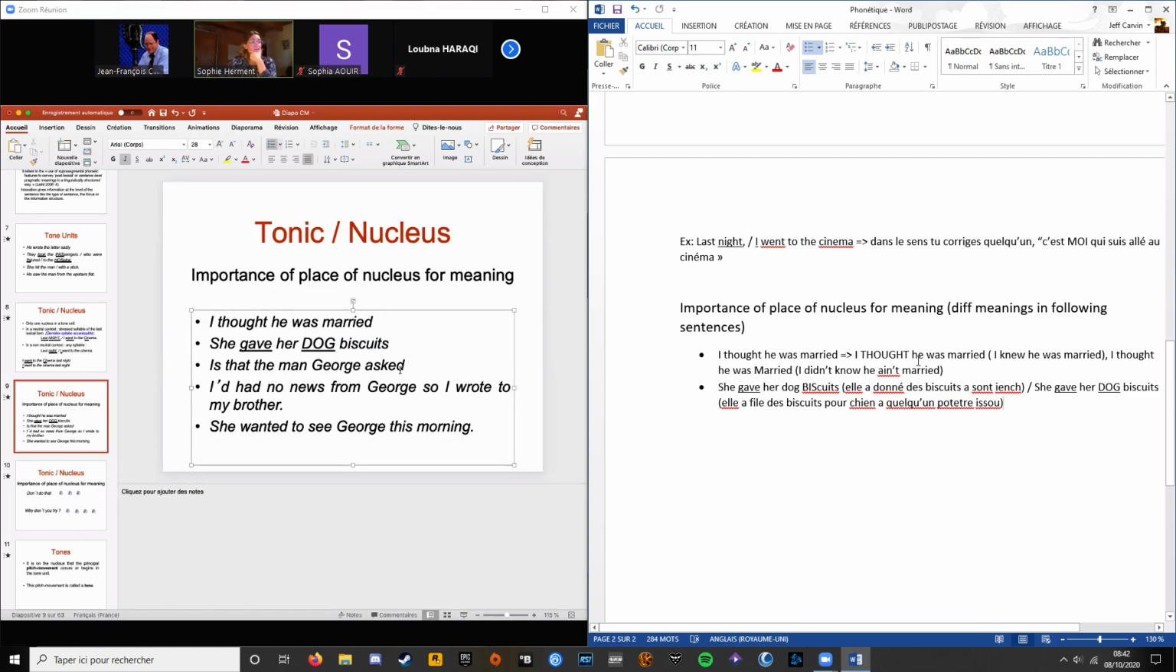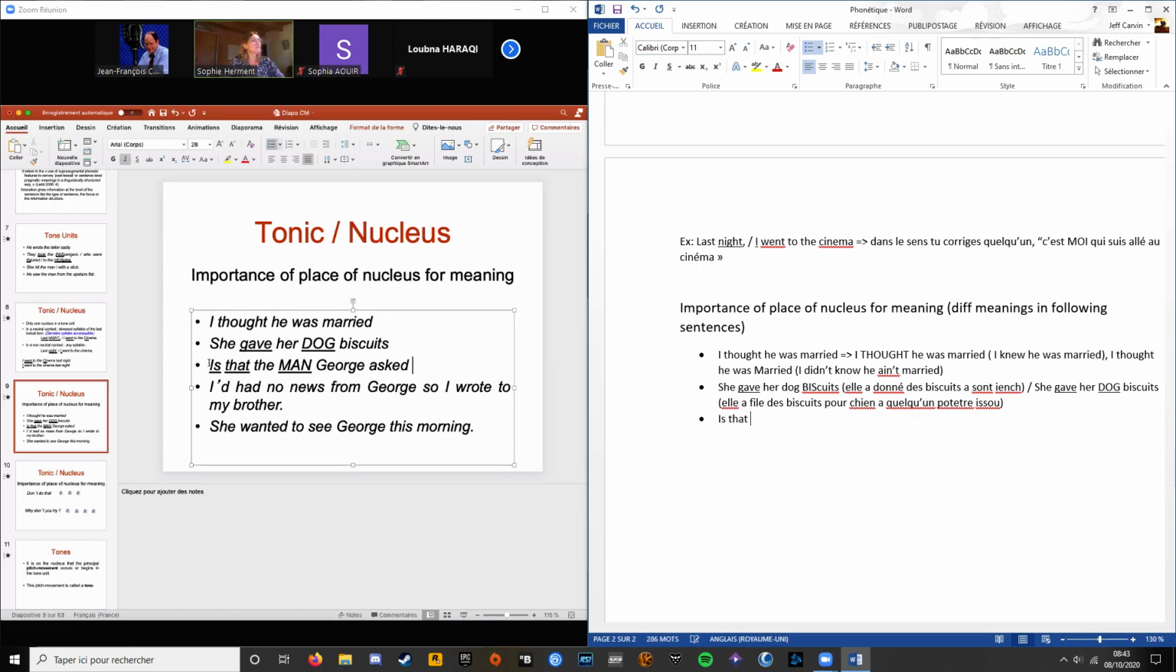The third sentence, well, here you can imagine, yes, there's no punctuation, of course, because otherwise it's not ambiguous. So here you could say, is that the man George asked? Oh, sorry. There's only one tone unit. I'm not playing with tone units here. So here you say, is that the man George asked? And your sentence stresses are, is that a man? The last one, man, is the nucleus.